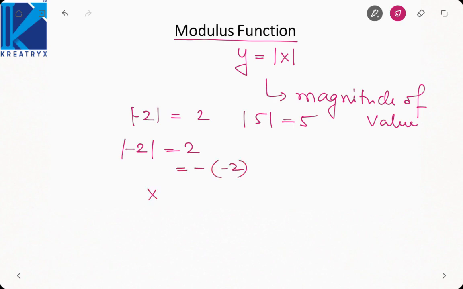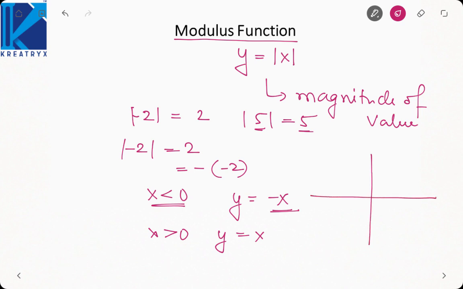That is, if x is less than 0, if you are taking a number less than 0, then y will be equal to minus x. It will return the negative of a number, because negative of a negative number will be positive. But if x is already greater than 0, it will return the same number, because mod of 5 is 5. Due to this, the graph of the modulus function is, when x is greater than 0, y is equal to x. When x is less than 0, it will be y is equal to minus x, like this.